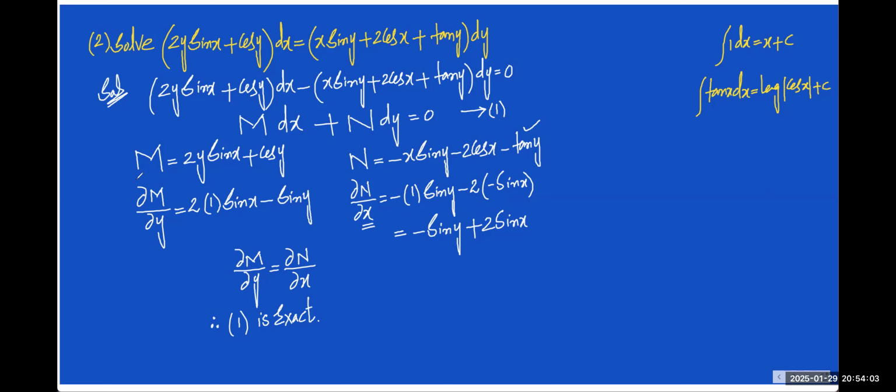Finally, the solution will be... the solution is integration of m dx.